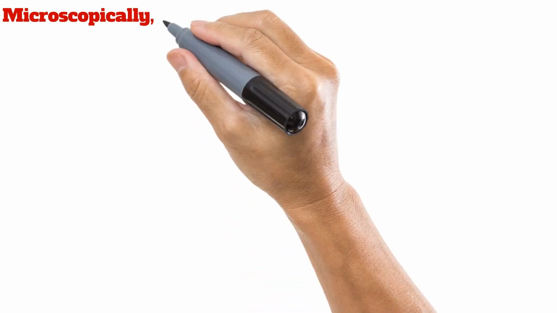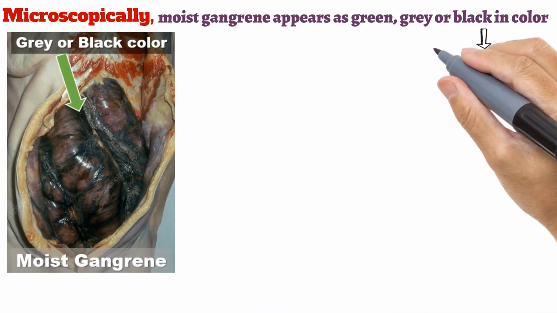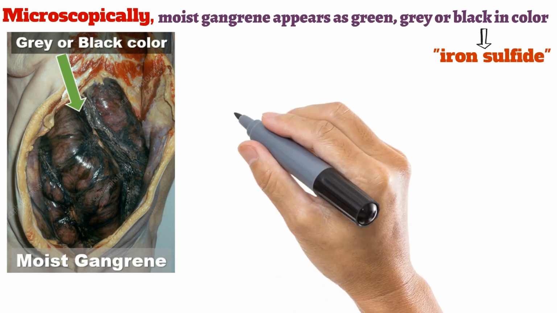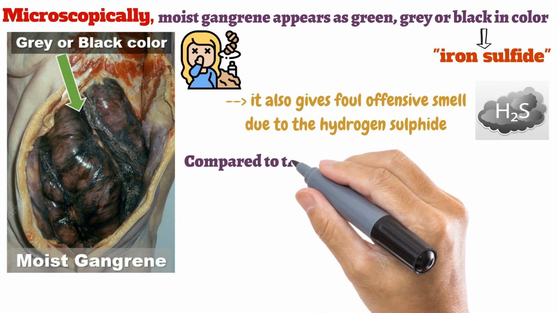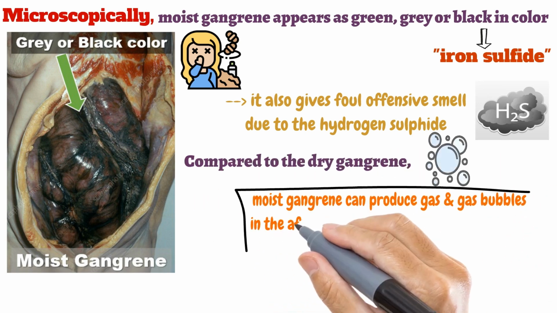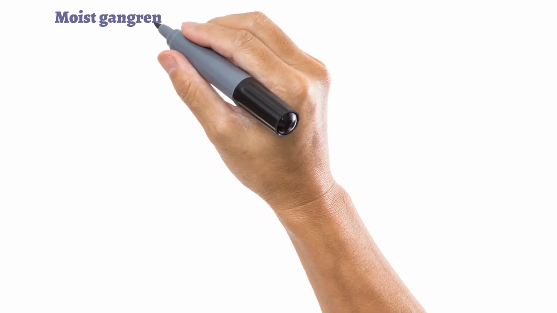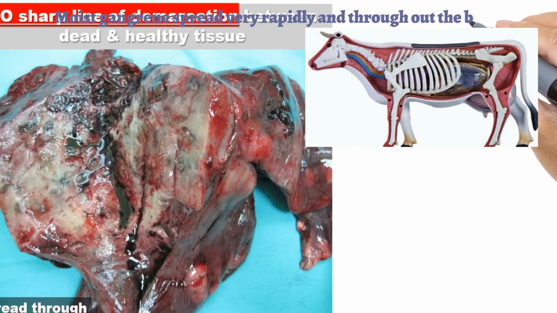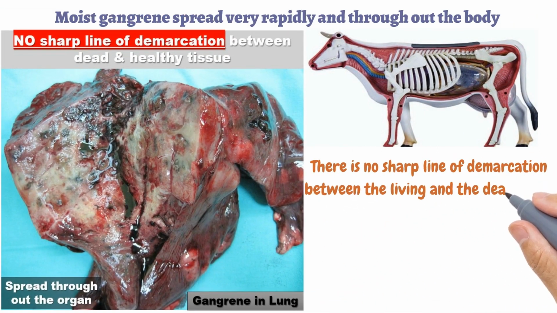Microscopically, moist gangrene appears green, grey or black in color due to iron sulfide formation, and it also gives a foul, offensive smell due to the hydrogen sulfide. Compared to dry gangrene, moist gangrene can produce gas and gas bubbles in the affected tissue, but in small quantity. Since moist gangrene spreads very rapidly throughout the body, there is no sharp line of demarcation between the living and the dead tissue.